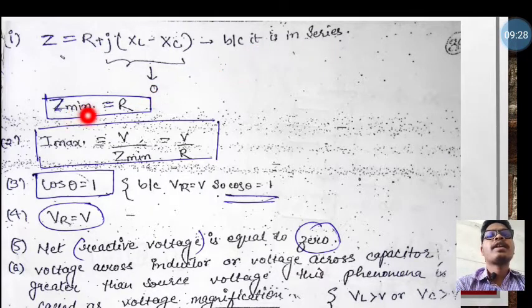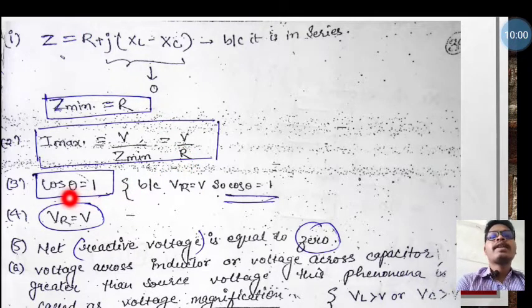So that's why Z minimum is equal to R, and I maximum is equal to V divided by Z minimum. So if Z is minimum, then the current is maximum. It is inversely proportional to Z. That's why if Z is minimum, the current is maximum, and whenever Z is maximum, then the current is minimum. So they are opposite to each other. So V divided by Z minimum, or you can also write V divided by R, because Z minimum is equal to R. We have already calculated this from this equation.